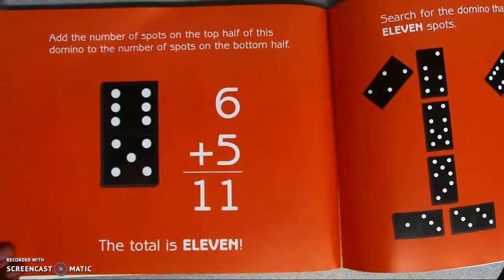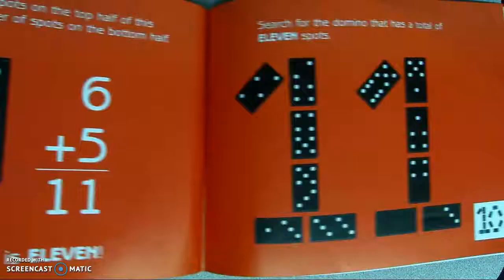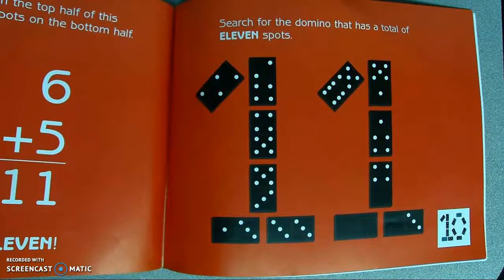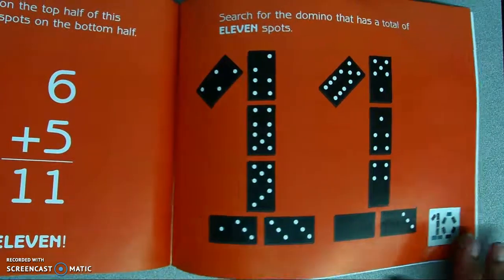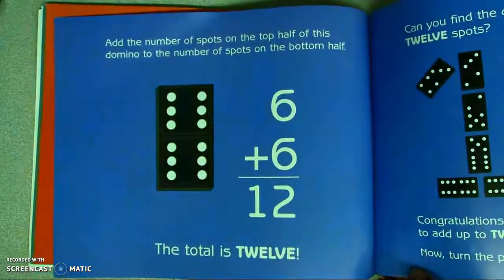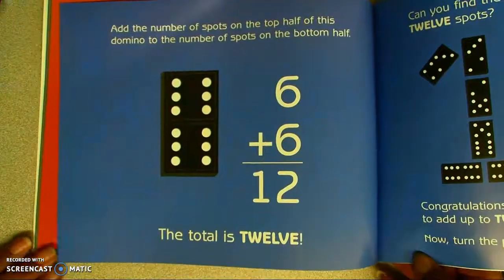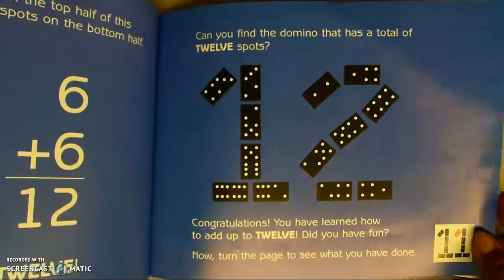Add the number of spots on the top half of the domino to the number of spots on the bottom half. The total is 11. Search for the domino that has a total of 11 spots. Add the number of spots on the top half of the domino to the number of spots on the bottom half. The total is 12. Can you find the domino that has a total of 12 spots?